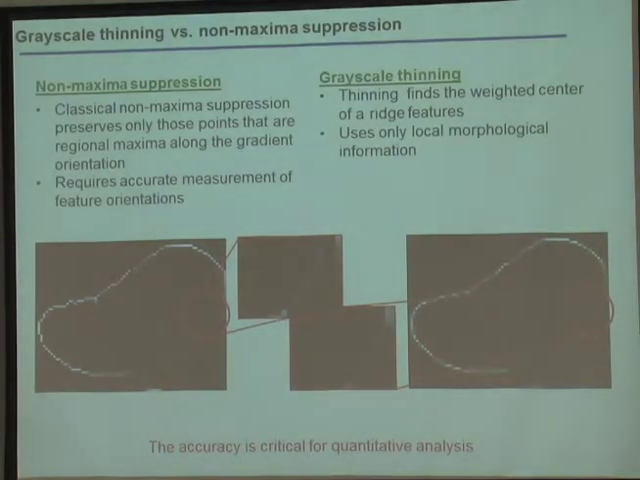And as I said, we reinterpret the Canny edge detector in each operation it is doing. It does something called non-maxima suppression, so basically it preserves only the points which are regional maxima along the gradient orientation. What we do instead is topological thinning of the image, using only morphological connectivity information of the bases.